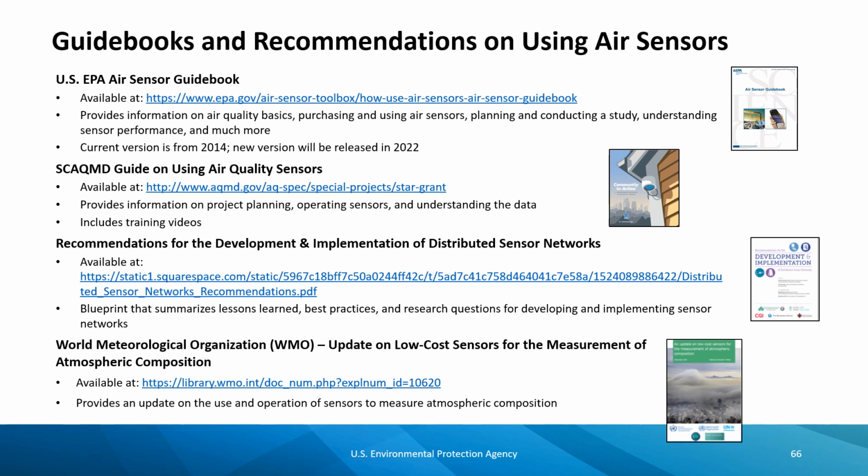The report, Recommendations for the Development and Implementation of Distributed Sensor Networks, is a blueprint which summarizes lessons learned, best practices, and research questions for developing and implementing sensor networks. Finally, in late 2020, the World Meteorological Organization released their Update on Low-Cost Sensors for the Measurement of Atmospheric Composition report, which provides an update on the use and operation of sensors to measure atmospheric composition.